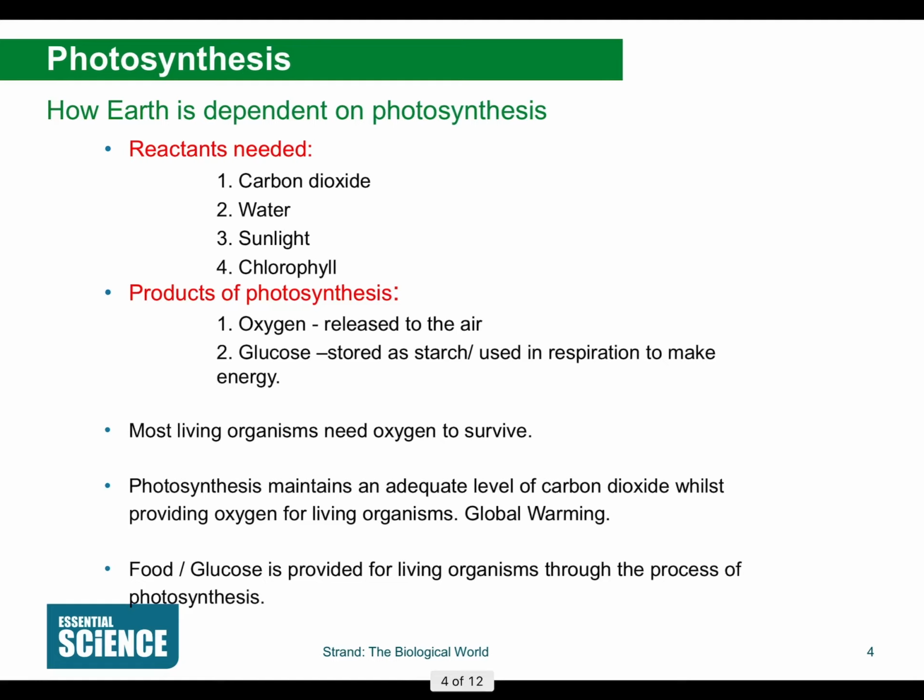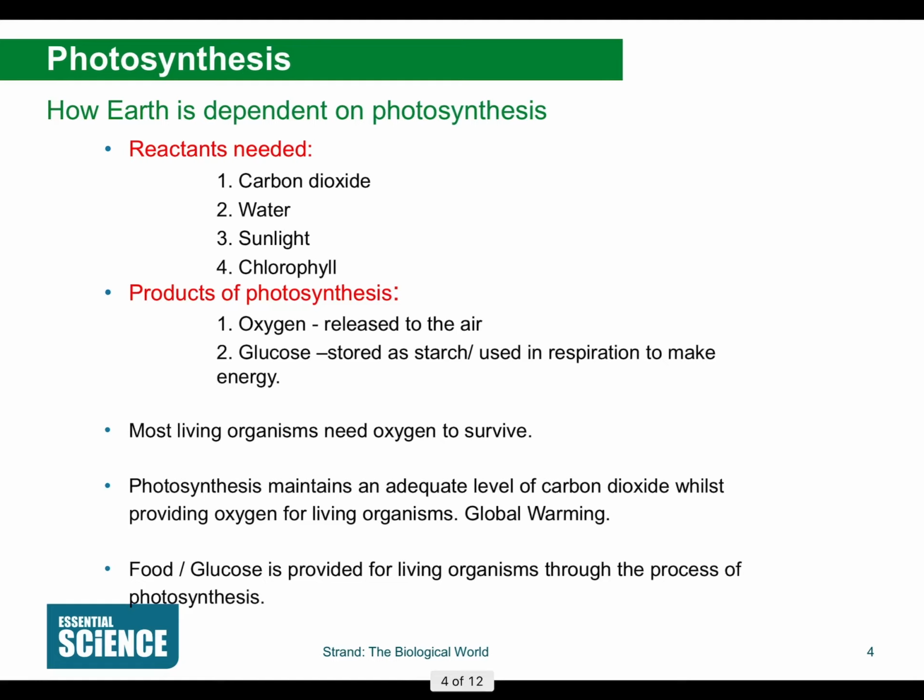Now, how is photosynthesis important to the earth? The first thing there is that the reactants, remember, in a reaction are the things that are coming together, the things that are mixing together or combining together. So the four things that you need for photosynthesis are carbon dioxide, water, light and chlorophyll. You need those four things. Two products of photosynthesis then will be oxygen and glucose.